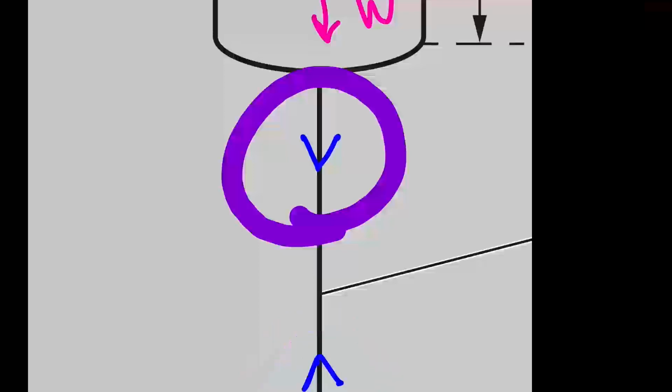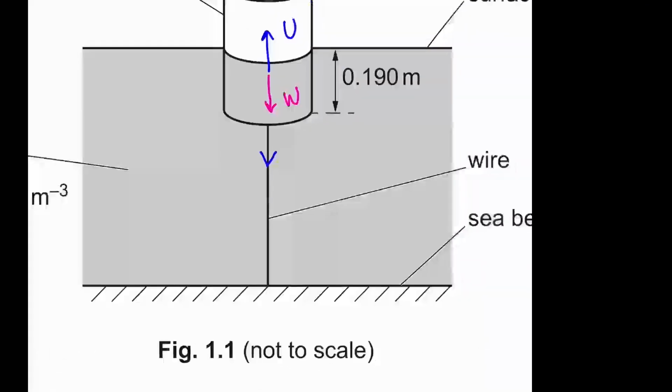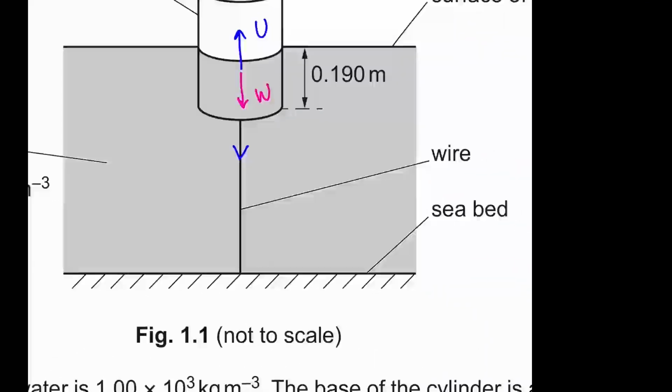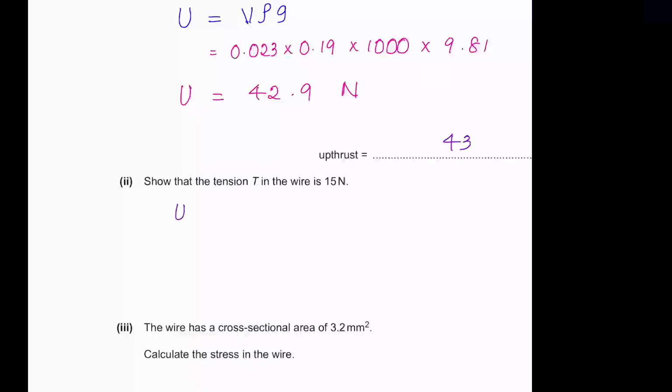Okay. So we don't need details about the seabed for now. We are concerned about the forces acting on the cylinder. So the W and the tension are acting down. Upthrust is acting up. Since the cylinder is in equilibrium, the addition of W and T should be equal to U. Right? U equals W plus T.